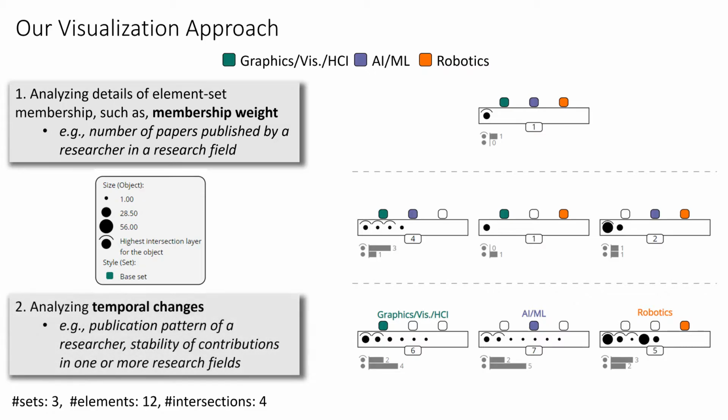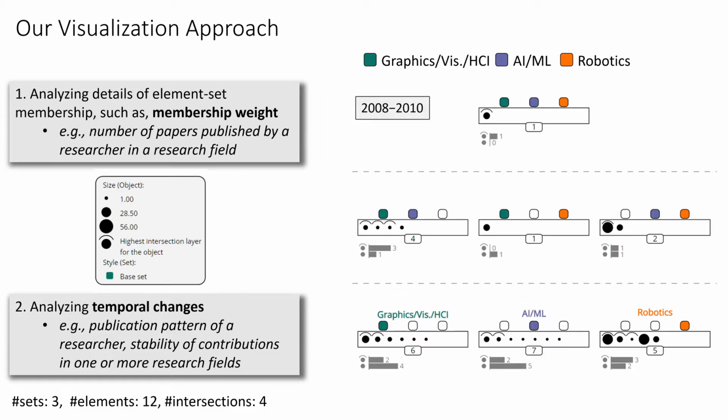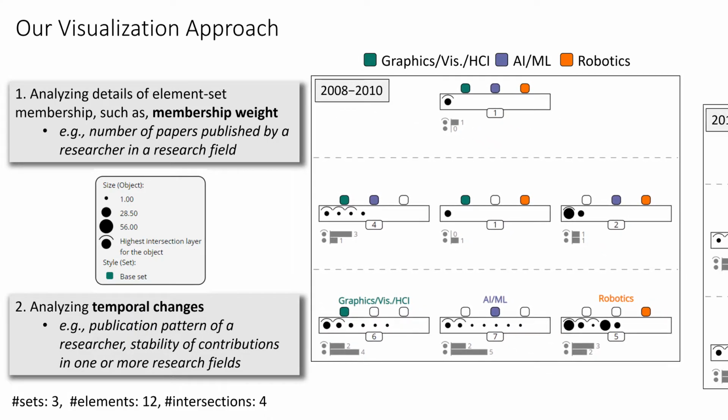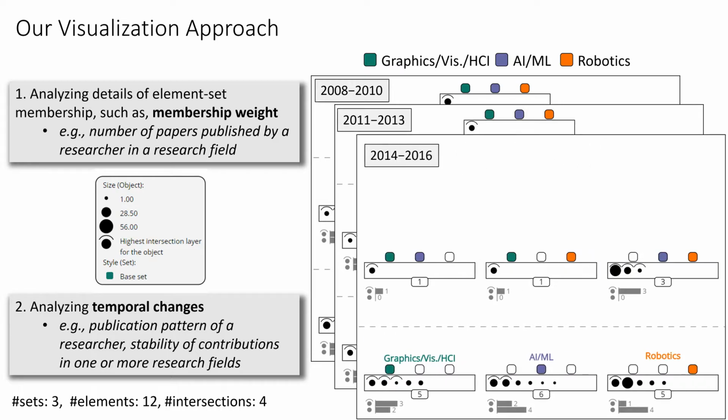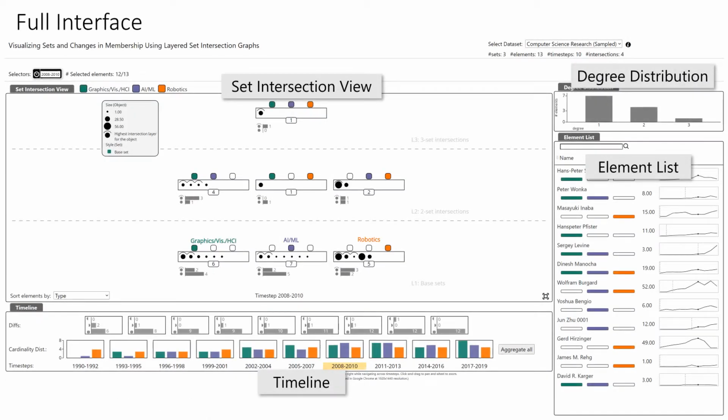To address the second challenge of analyzing temporal changes due to evolving element set memberships, we construct layered set intersection graphs for each time step. We need an approach where users can navigate between time steps, see the temporal changes from different perspectives, and are able to do in-depth exploration of dynamic set data. We propose an approach with linked views. The figure shows the full interface of the implemented approach.